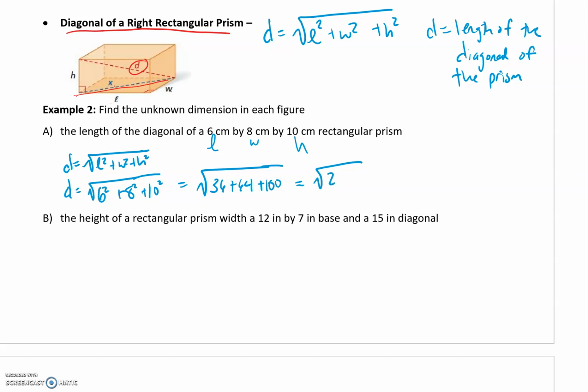So we're going to get the square root of 200, which isn't a perfect square, but that's okay because we know how to simplify this down to 10 square root 2. Don't forget your units. Now, with any formula, we don't always have to solve for the diagonal. We can solve for any missing variable.